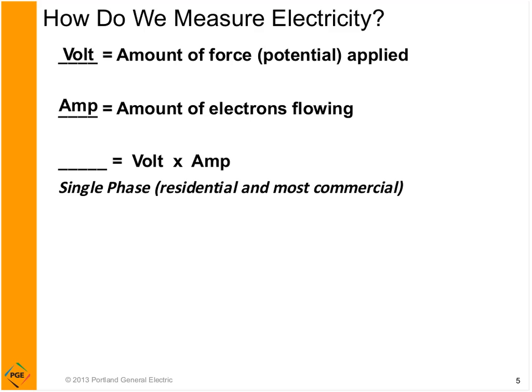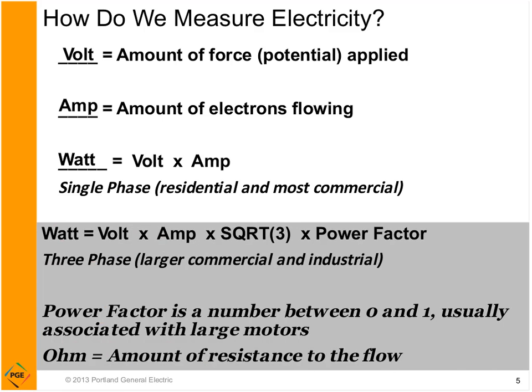And of course, on your bill, you pay for watts. A watt is the volts times the amps. This is for single phase residential, and most commercial run off of single phase, your lighting systems. What's interesting here is you can have high volts, low amps. You could have low volts and high amps. But the watt is the measurement of power. I'll have a couple of terms here for you.